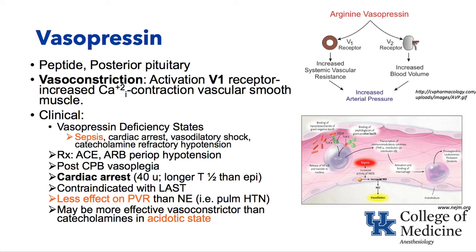If you need a vasoconstrictor and you're worried about your pulmonary vascular resistance, the patient has pulmonary hypertension, vasopressin would be a better choice than norepinephrine. And when a patient is acidotic, let's say their pH is down quite low and you need vasoconstriction, vasopressin may be more effective than catecholamines in this scenario.